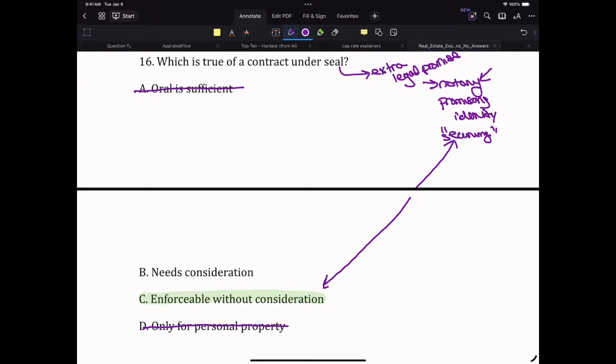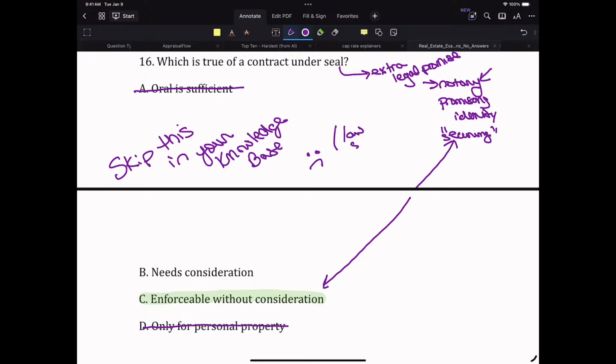So I'm going to tell you what they think it is, but skip this in your knowledge base. This question is a big fat poo. I think this is more of a law school question. Thank you, ChatGPT, but no, we don't need this.